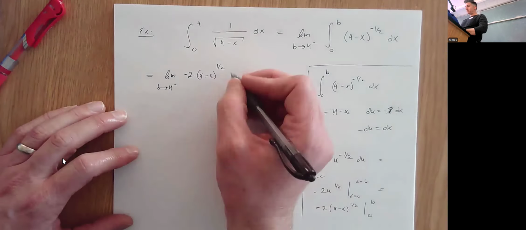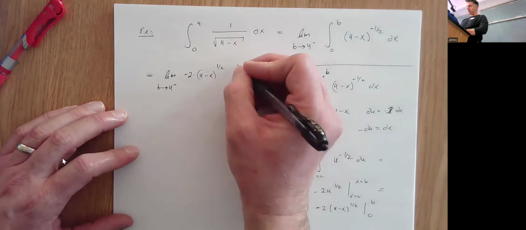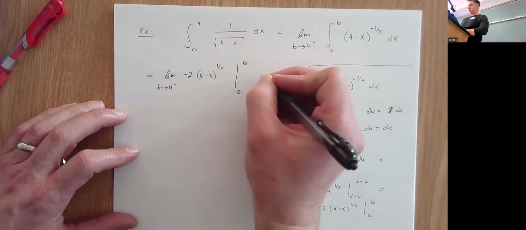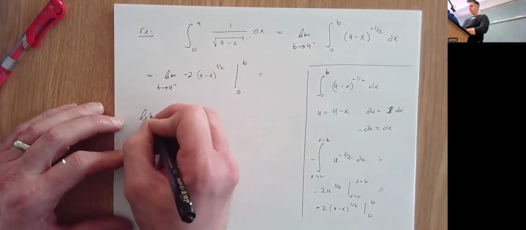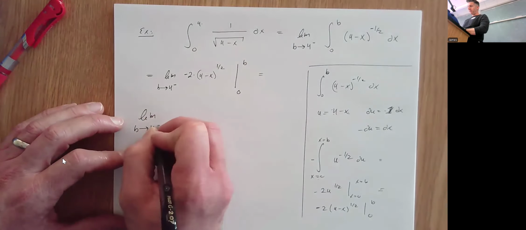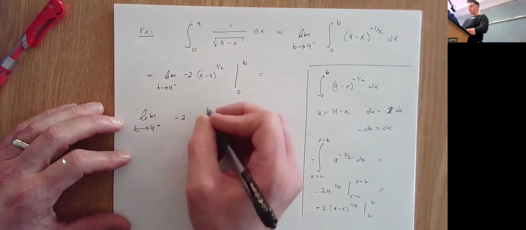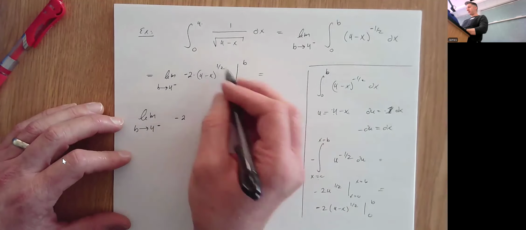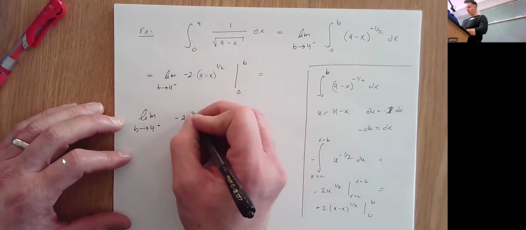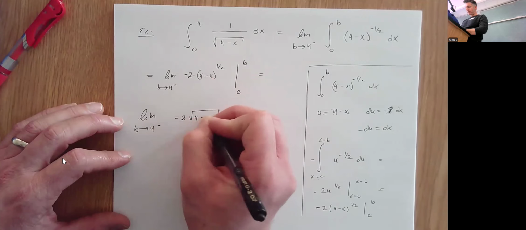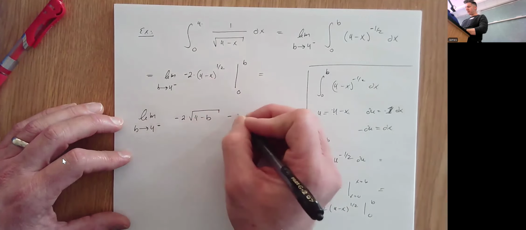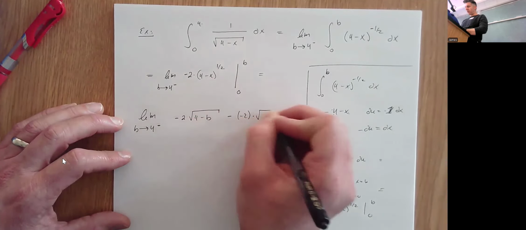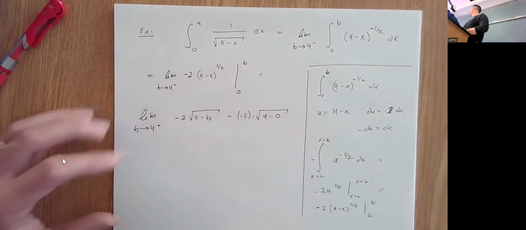Anyway, back to this. I forgot my limits of integration, 0 and b. Then we're going to plug in: the limit as b approaches 4 from the left of negative 2 times, I like to write this as a square root now, the square root of 4 minus b, minus negative 2 times the square root of 4 minus 0.